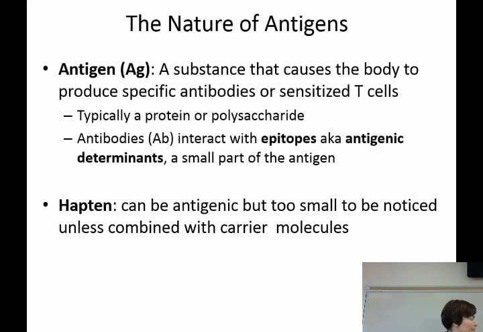There's another term you have to know. Again, you could be tested on this, and I'm just going to give you a picture in a second to help you remember it. It's called a hapten. It can be antigenic, but it's so small that it would go unnoticed unless a carrier molecule comes around and rounds up a whole bunch of them and makes it easier to see.